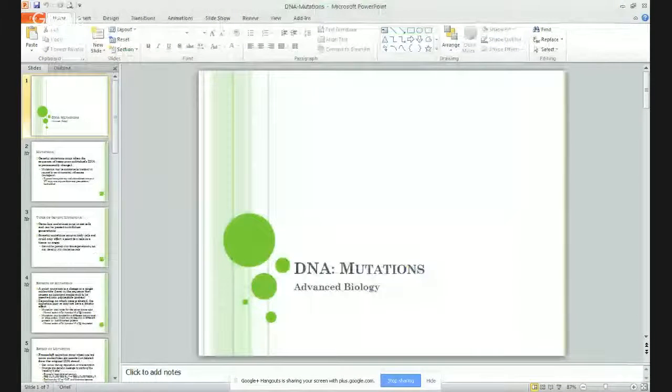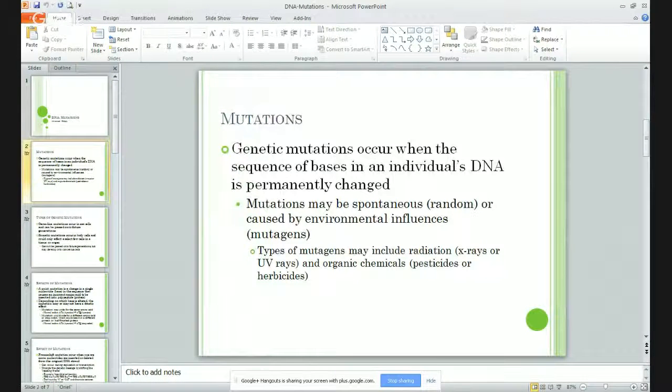Good morning. We're going to take a look today at the different mutations that can occur when something goes wrong during protein synthesis. The actual definition of a genetic mutation is when the sequence of bases in an individual's DNA is permanently changed. So these mutations can be completely spontaneous, or they could be caused by an environmental factor, which we tend to call a mutagen.